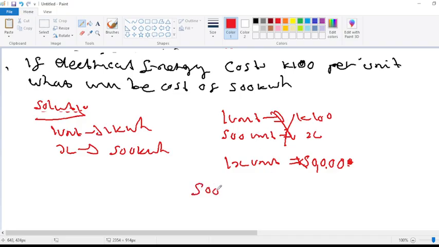So 500 units is equal to 500 kilowatt hours. For you to use 500 kilowatt hours, you need 50,000. For you to use just a unit, you need 100 kwacha. Then for you to use 500 kilowatt hours, just multiply 500 times 100. So 500 times 100, if you multiply, that's 50,000. So that's how you calculate. Just do the cross multiplication.